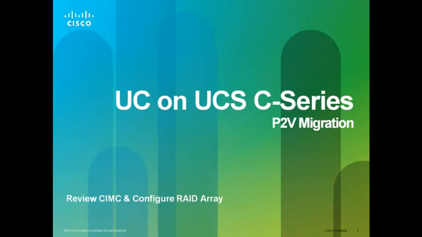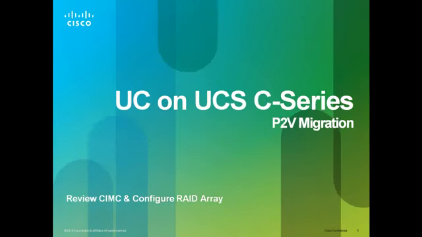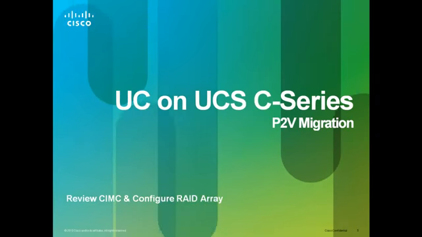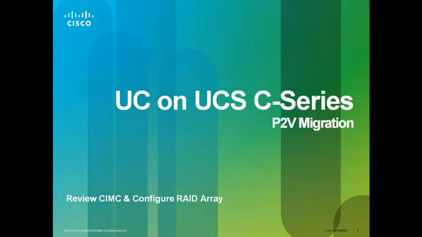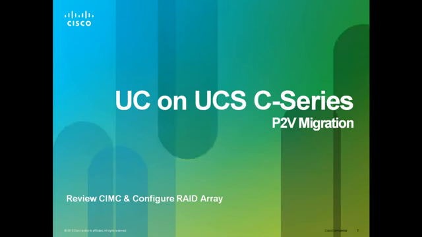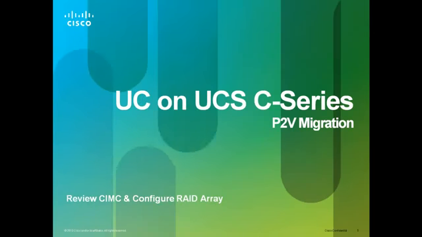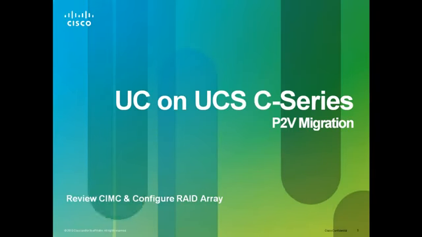In this section, we will review the Cisco Integrated Management Console that has been pre-configured with an IP address. We will also configure the RAID array controller to use 2 hard drives for our OS partition and 3 hard drives for our UC partition.